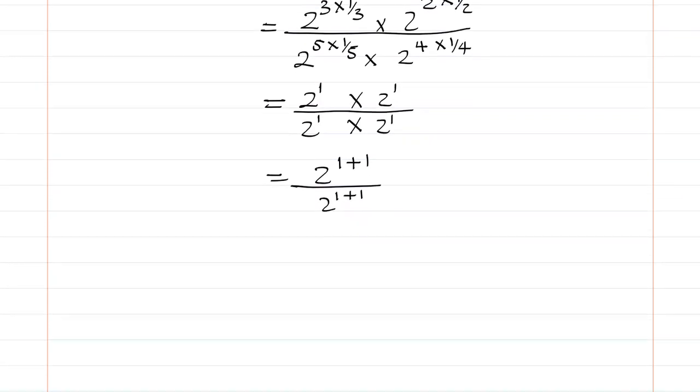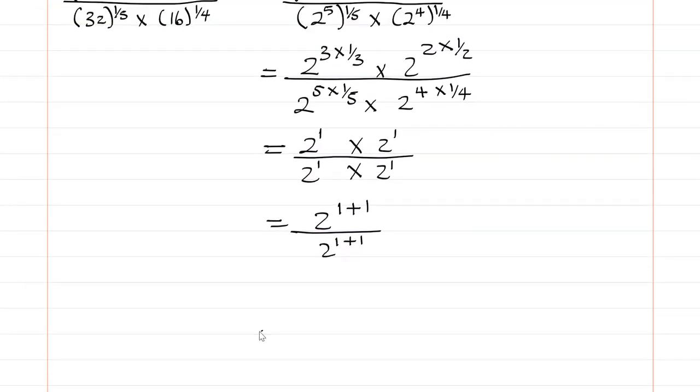So on the numerator, if we add 1 plus 1 on the power of 2, it gives us 2 to power 2. If you look here, we are dividing two numbers of the same base. The base is 2 here and the base is 2 on the denominator. The powers can be the same or they can be different. But as long as the bases are the same, we subtract the powers.